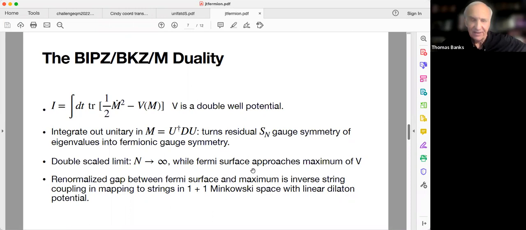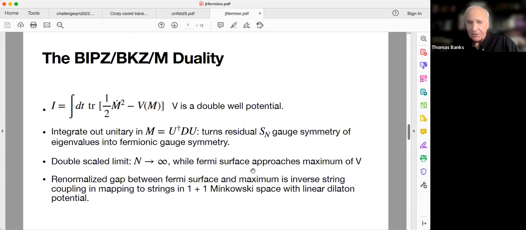So now what you can do is use this invariance to exactly integrate out the U, so write M equals U dagger D U, where U is the gauge transformation and D is a diagonal matrix. Then the Lagrangian turns into a sum of Lagrangians for the eigenvalues of the matrix, which have exactly the same form: eigenvalue dot squared over two minus the potential evaluated at the eigenvalue. And then you integrate out the U variable exactly, and that turns out to give what's called a Vandermonde determinant.